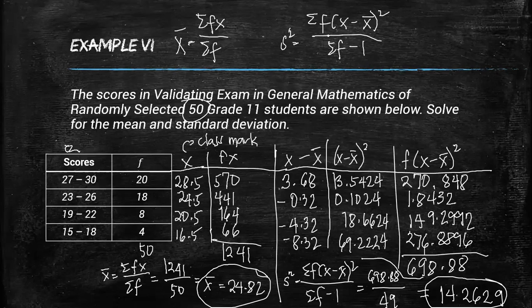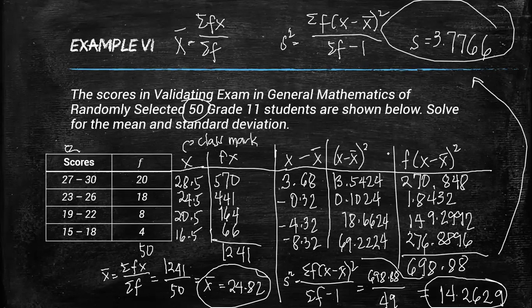May mga nakakuha ba? Ayan, meron naman. And then simply square root this one. O, dito na lang sa taas. O, square root this one to get our S, our standard deviation. Square root of 14.2629. That would be 3.7766. Ayan. So, tapos na rin.